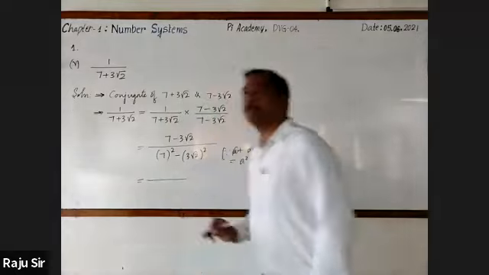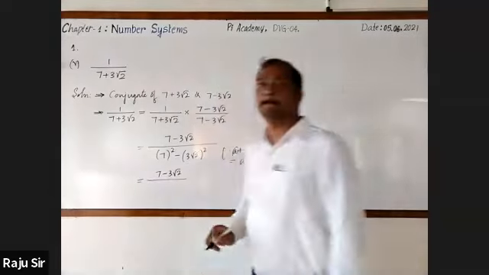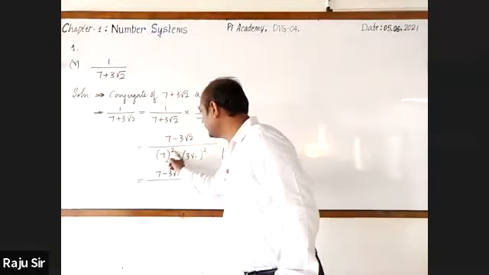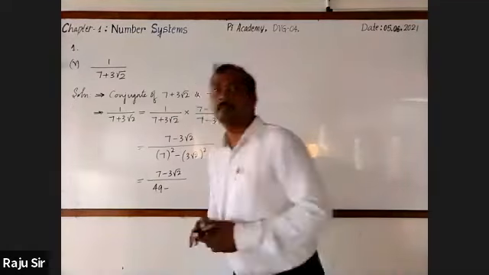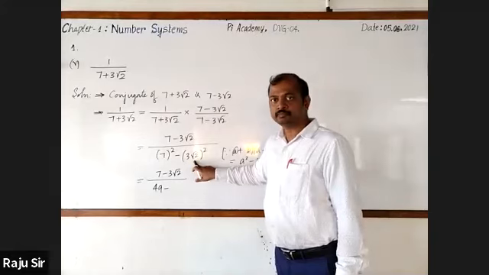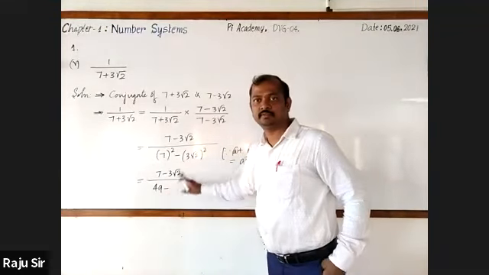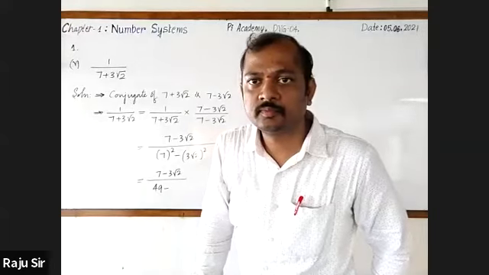This is equal to, write numerator as it is: 7 minus 3 into root 2. Denominator: 7 square, this is 49 minus... Minus 18. Wait, don't tell. Prajwal, you tell what is its value? Sir, 3 square and root also. I want the value of this because I want to write the value directly. Minus 18.